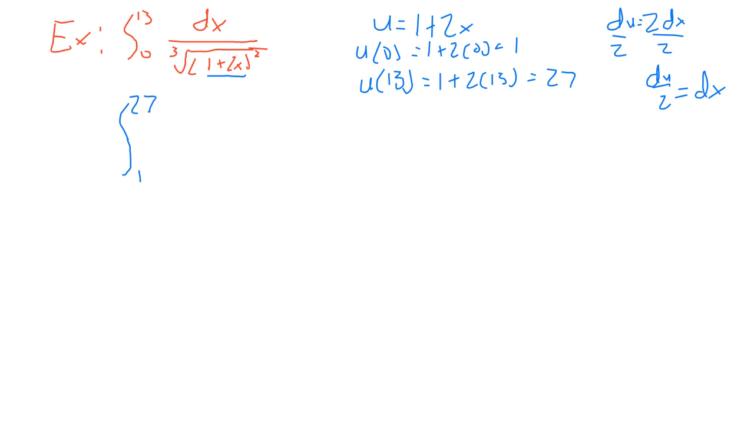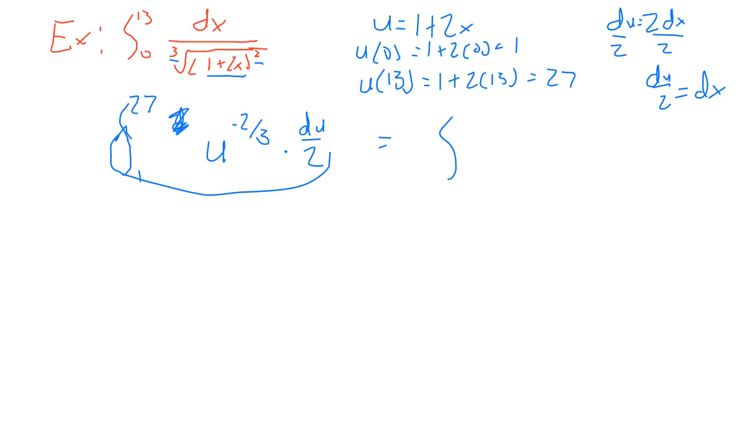of du. So we're going to get u to the negative 2/3 from this right here, and because it's in the denominator, times du over 2. And go ahead and pull that 2 out to get our integral of 1/2 times the integral from 1 to 27 of u to the negative 2/3.